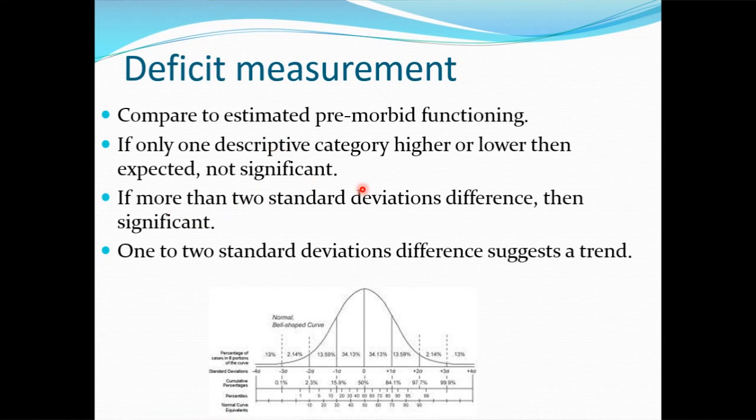If there are more than two standard deviations difference, then there's a significant difference. Or two category description differences. So let's say you think the person was average, now you find them in the borderline range. That's significant. Okay. If there's a one or two standard deviation difference, it suggests a trend. So again, you apply your clinical mind to what that trend might be a result of. But certainly if there's more than two standard deviations or more than two category descriptions difference, then there's a significant difference. So let's say the person had an estimated superior pre-morbid functioning and now they're functioning in the average range. That's significant. It's significantly low for that person, even though they're now functioning in the average range.